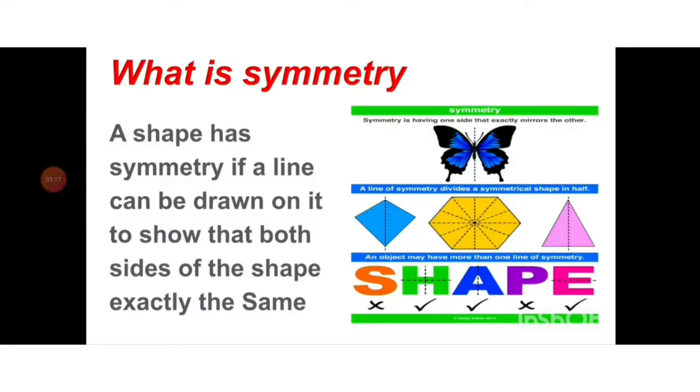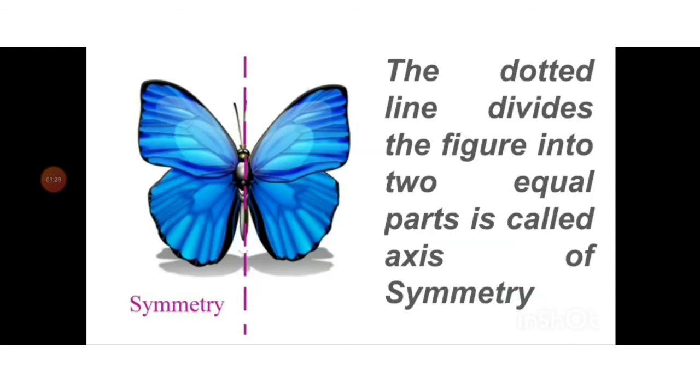So, student, from this activity, what did you understand? What is symmetry? A shape has symmetry if a line can be drawn on it to show that both sides of the shape are exactly the same. The dotted line that divides the figure into two equal parts is called the axis of symmetry.